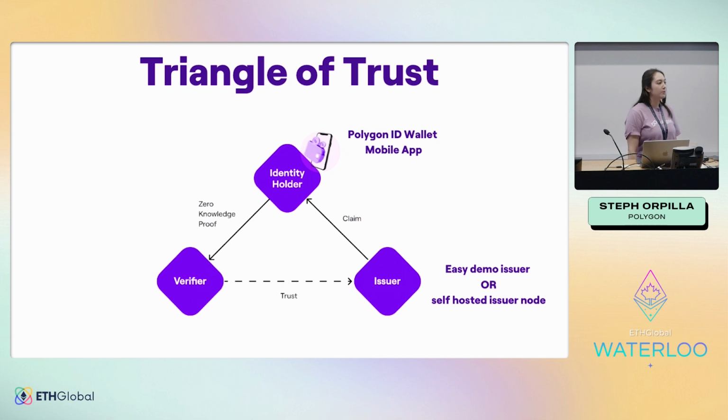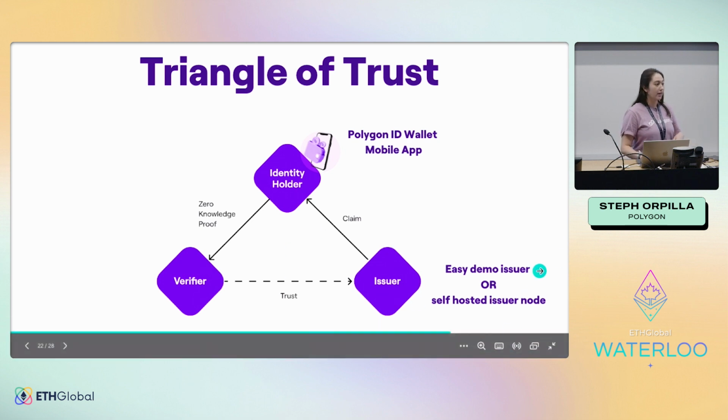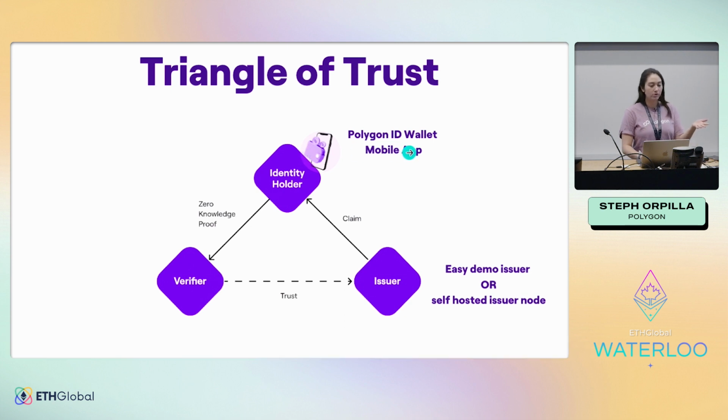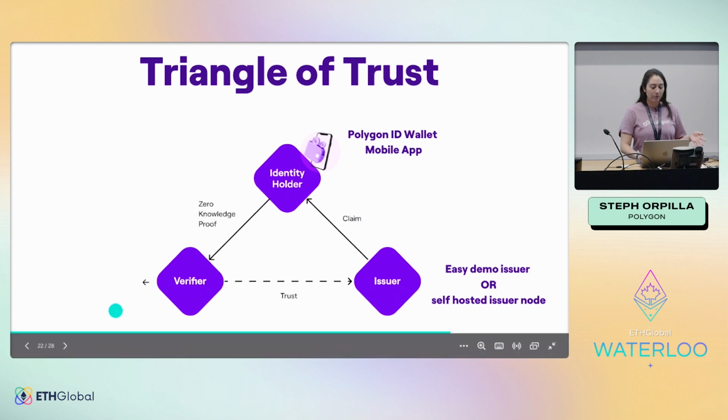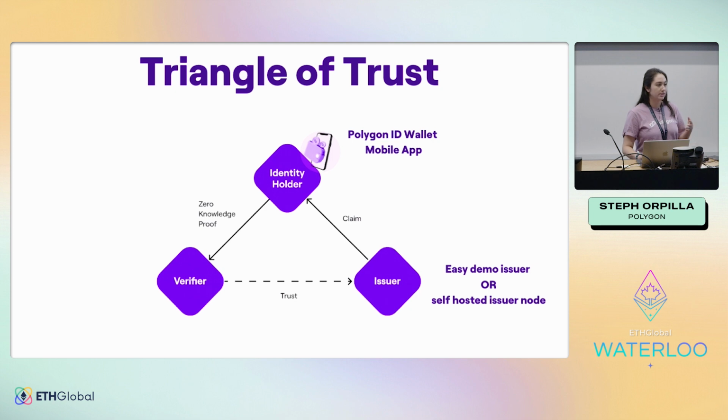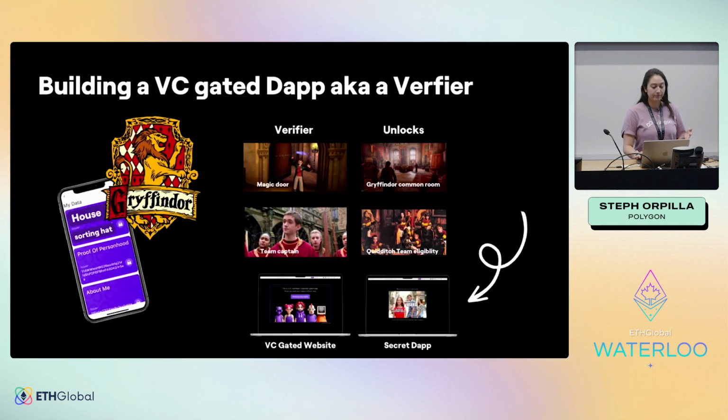Okay, so going back to the triangle of trust, we've learned about two things. The issuer, which is either that demo issuer UI or the self-hosted issuer node. Also, we know the identity holder is you, and you hold those credentials in your Polygon ID mobile app. So the last thing that we are not quite sure about yet is the verifier. And this is what receives those ZK proofs and checks against them.